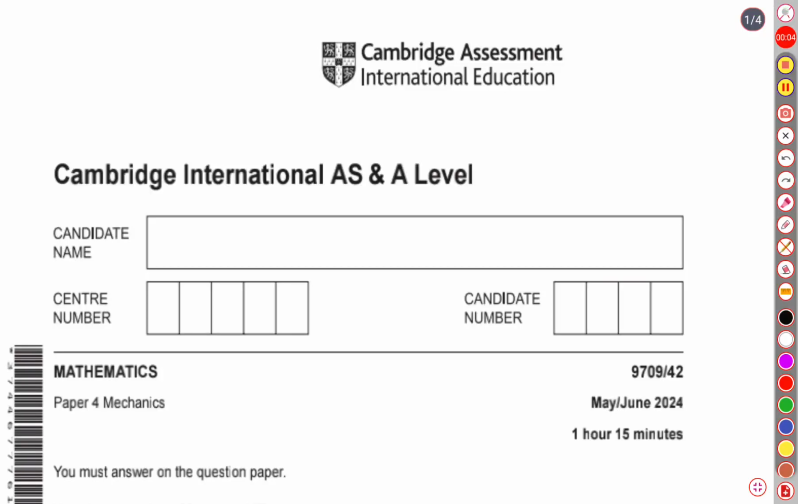Bismillahirrahmanirrahim. Welcome to MIT. Today we are going to solve a question from mechanics, and the paper code is 9709/42. So let's start reading the question.